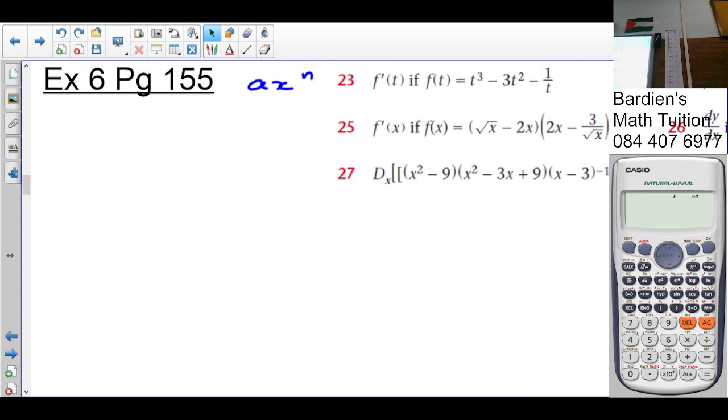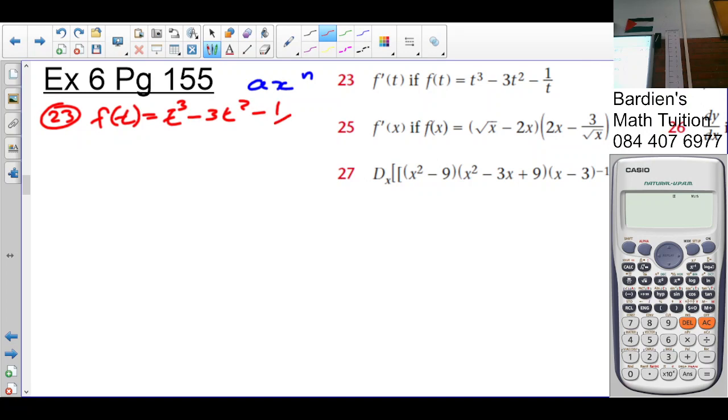Number 23. So f of t equals t cubed minus 3t squared minus 1 over t. Can I apply the derivative there? No. Very important at this point, I don't apply the derivative on the first two and change the next one. No. You apply the derivative at the same time throughout the expression. You guys understand? Okay.